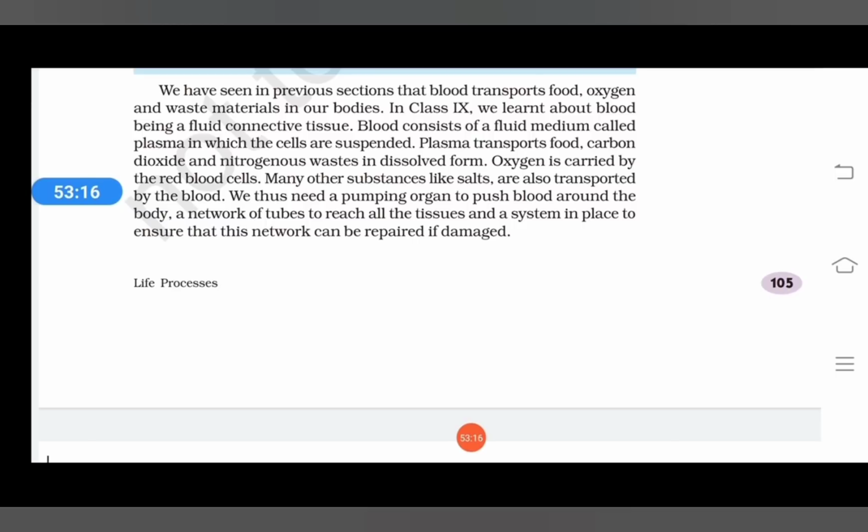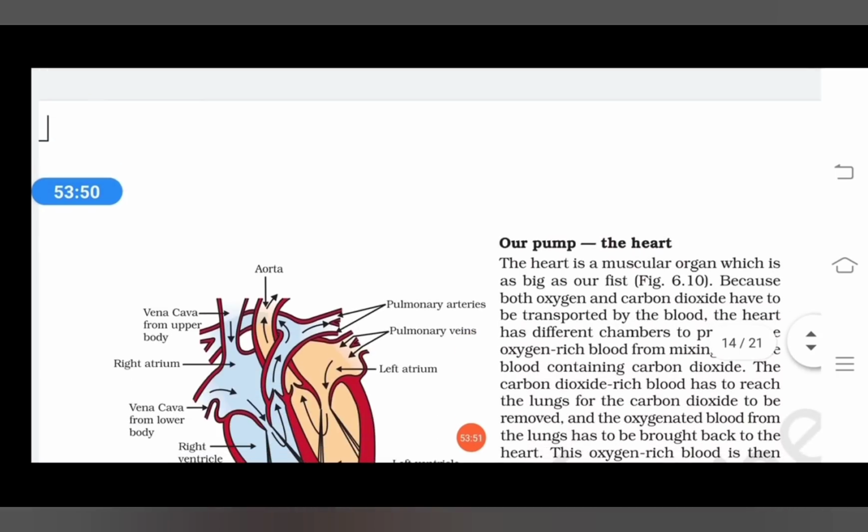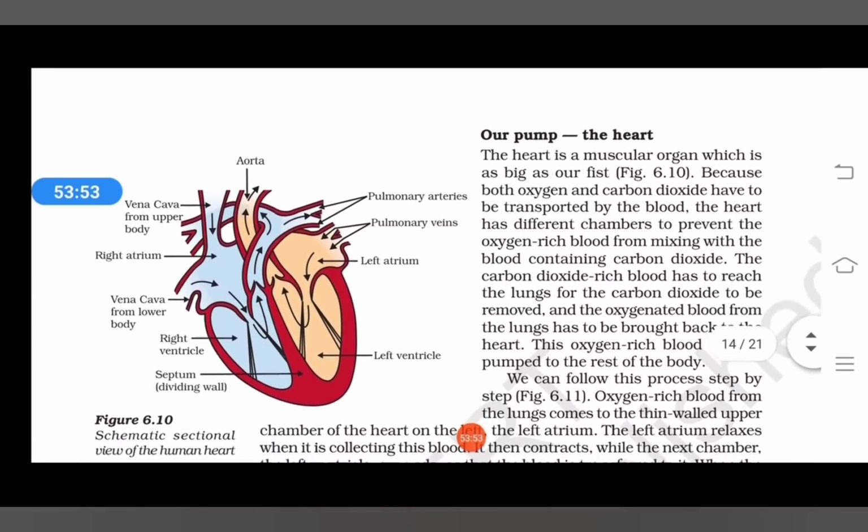So the blood has to keep on going throughout the body. For this purpose there must be a pumping system or pumping organ which can push and bring back all the blood cells. And it has to be taken care of, if it is damaged, how it can be corrected. So what is a pumping system?